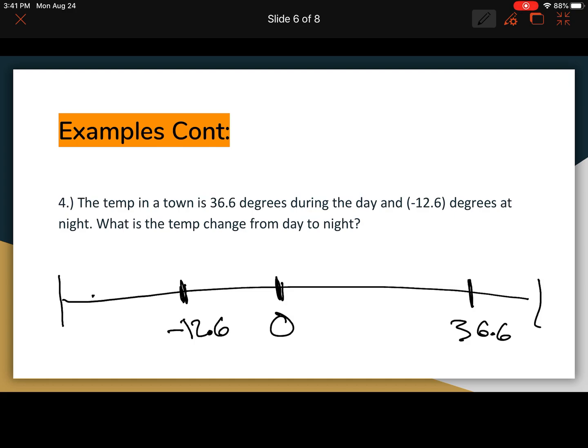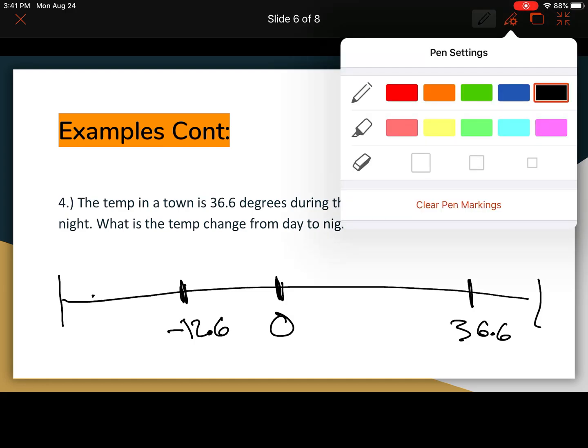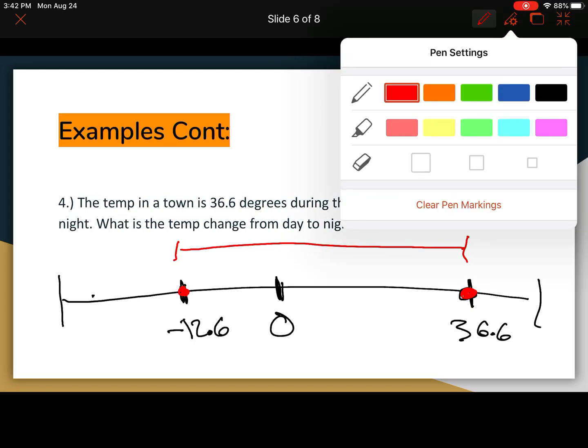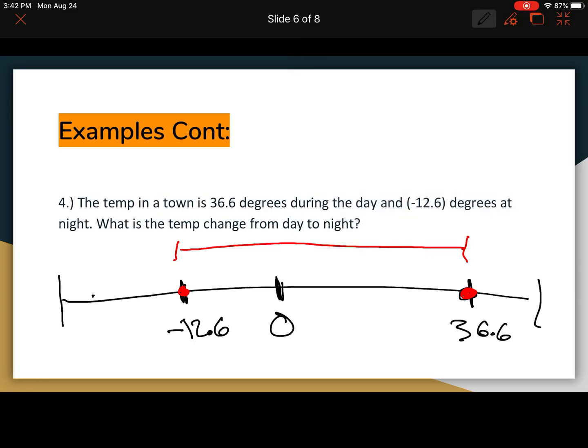And then we also want to have that negative 12.6 degrees. So if we think about it, at the day, we are starting at 36.6 degrees. So we're going to start over here. And by the nighttime, we're going to be at negative 12.6 degrees. So what it's asking us to find is this total change in temp right here, from 36.6 all the way down to negative 12.6. So let's write that out.